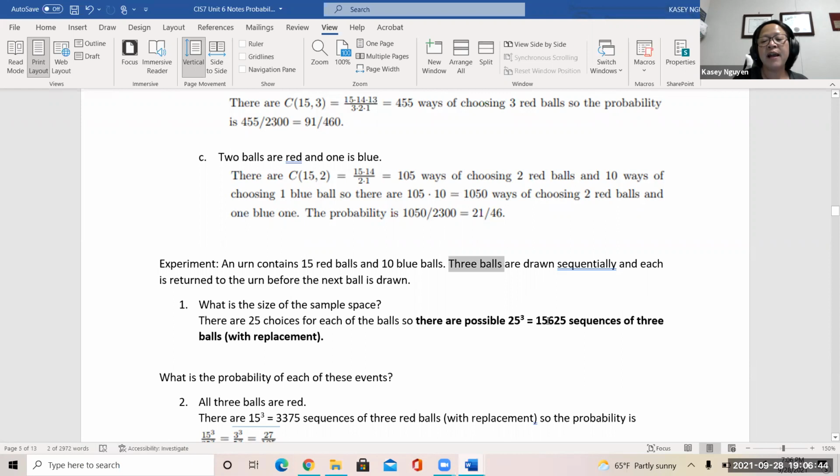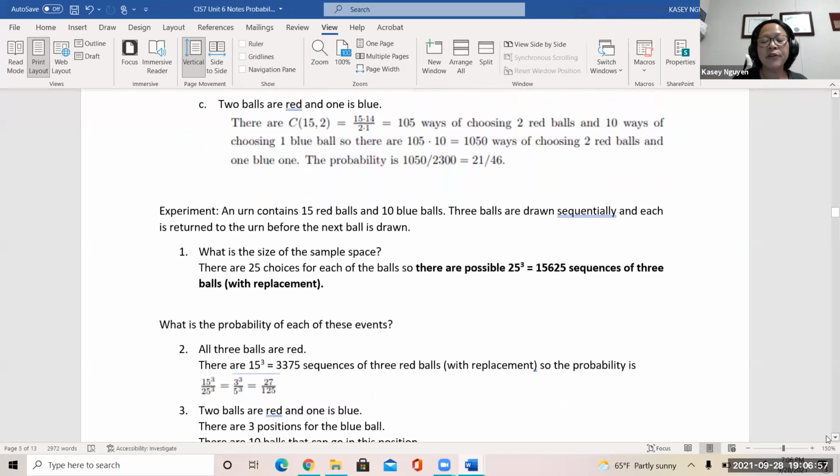So then you would have 15,625 sequences of 3 balls and then we replace them, we put them back. So then if we wanted to select all 3 that are red, we would then take 15 to the 3rd, which is 3,375. So we would take 15 to the 3rd divided by 25 to the 3rd, which is our ratio, our probability.